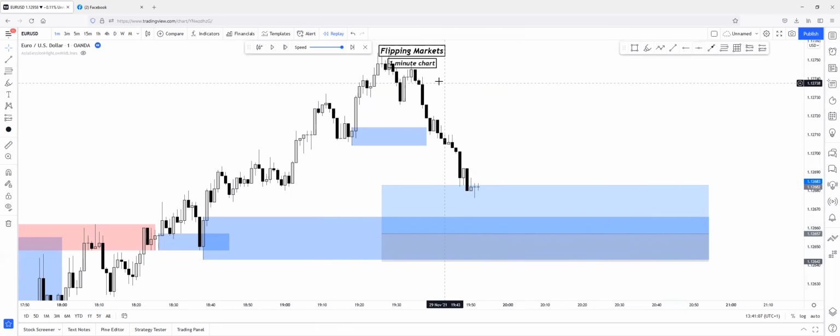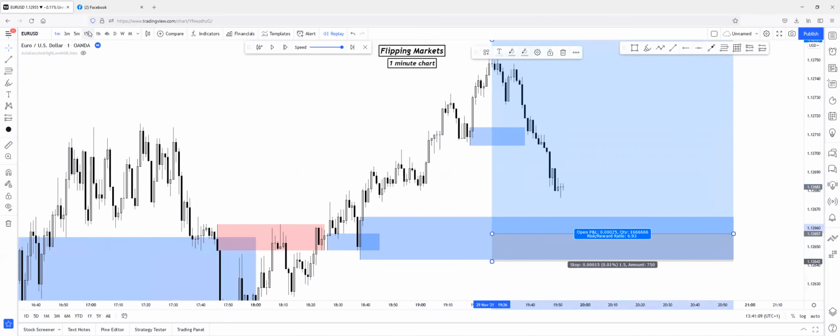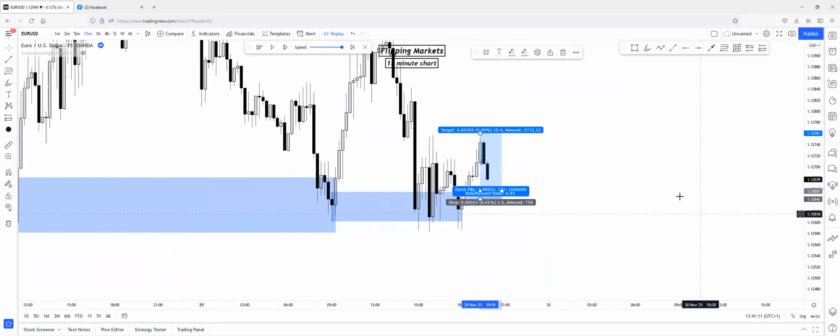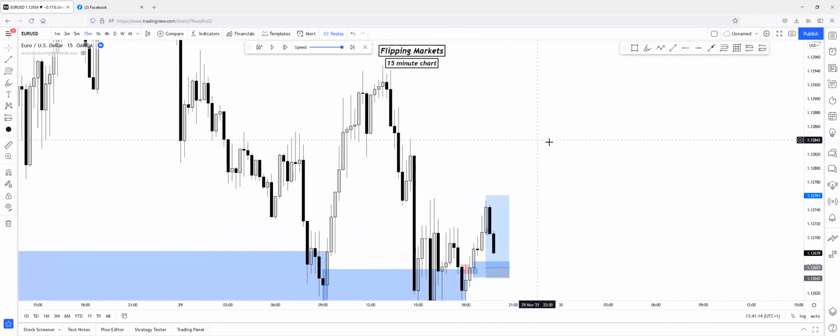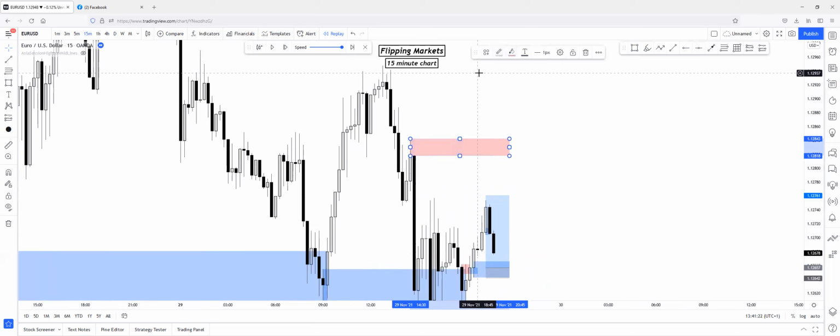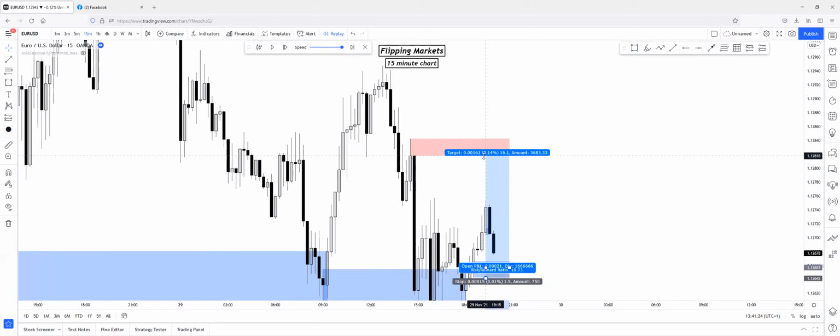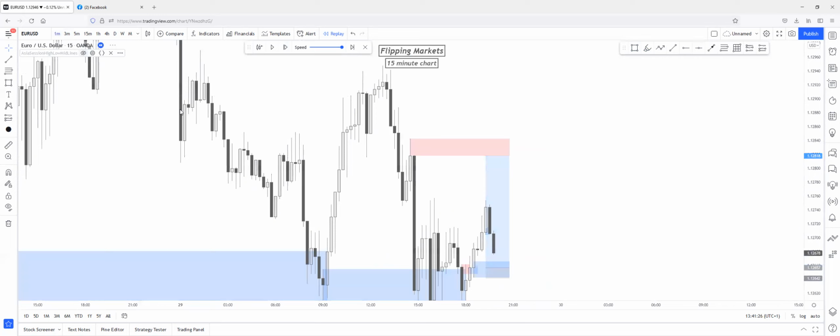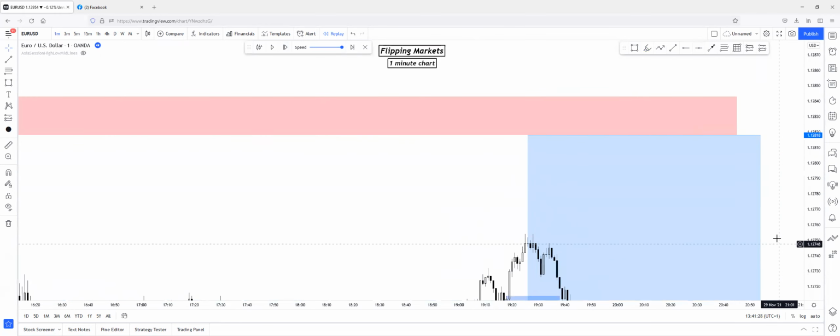Sorry. So yes, and I will just set my target for the next unmitigated 15-minute supply zone, which could be this one, the wick. I could use the wick. So this could be this one, and it would have been a 1 to 10 risk reward ratio. Okay, that's a really good target.